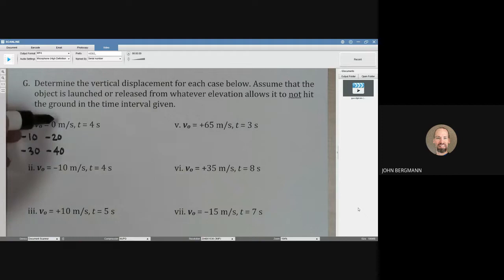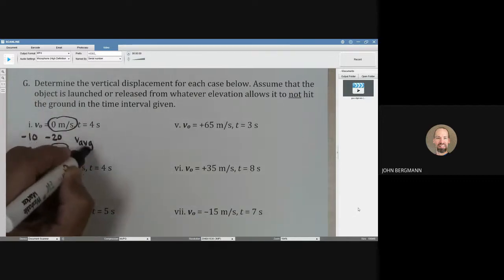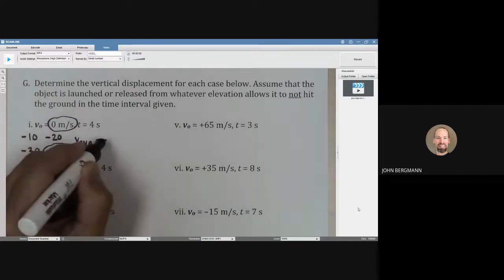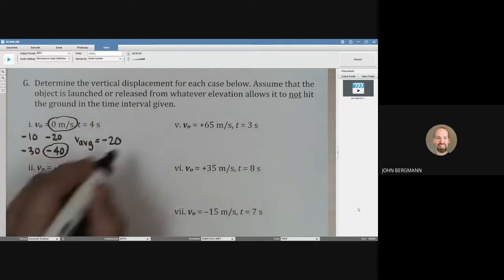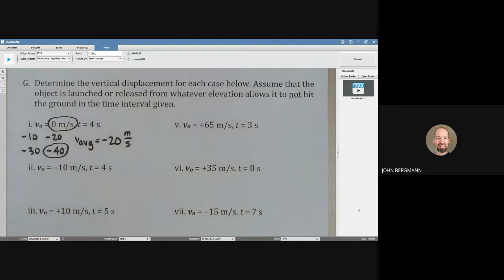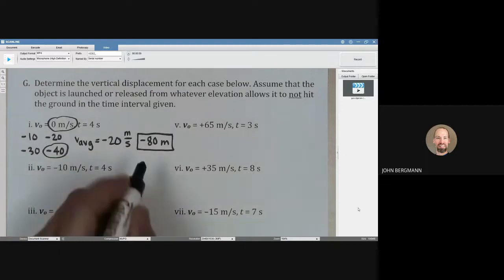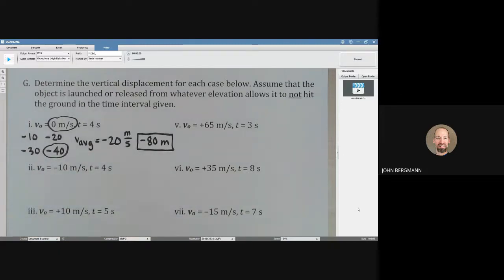Well, what's the average? Started at 0, ended at negative 40. So the average, I'll go ahead and show a little work. I'm not going to show this for each of these because we want to go as quickly as we can. The average is negative 20 meters per second. That is 20 meters per second downward. For each of 4 seconds, 80 meters downward. Boom, just like that.